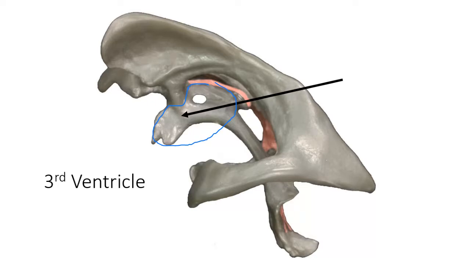On either side of the third ventricle, the hypothalamus will be found. The intraventricular foramen, that's this structure here. You don't need to know it for labeling purposes. That's the passageway that drains the lateral ventricle, the left lateral ventricle, into the third ventricle.